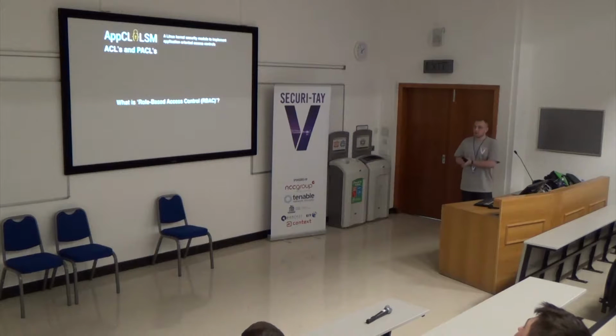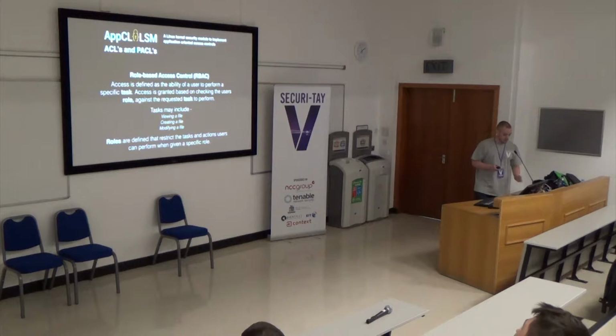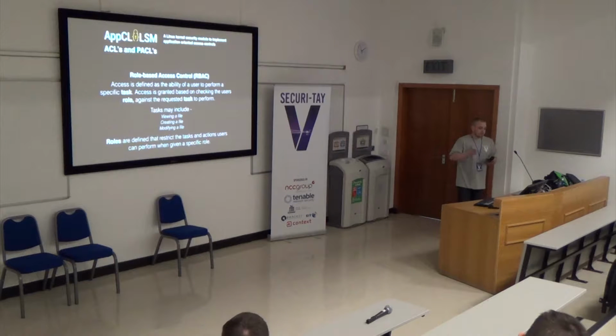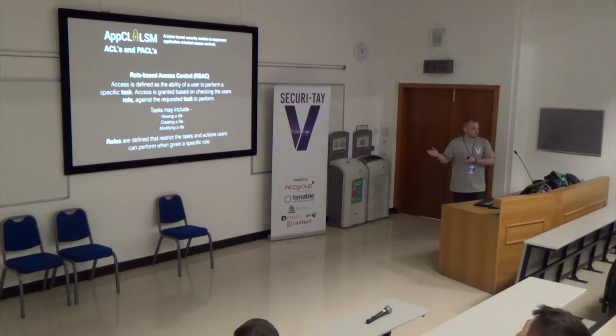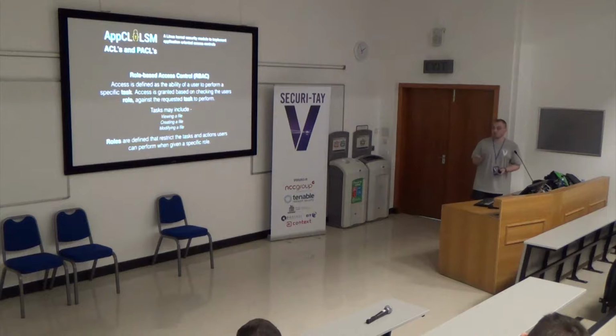So now going on to role-based access control. The difference here is the access is defined by the ability of a user to perform a task. So rather than labelling each object, we're looking at the tasks that a user is trying to do. Tasks might be viewing a file, creating a file, modifying a file. And like we had classifications and clearances before, here we've got our roles that are assigned to users. And that role determines what task that user is able to do.